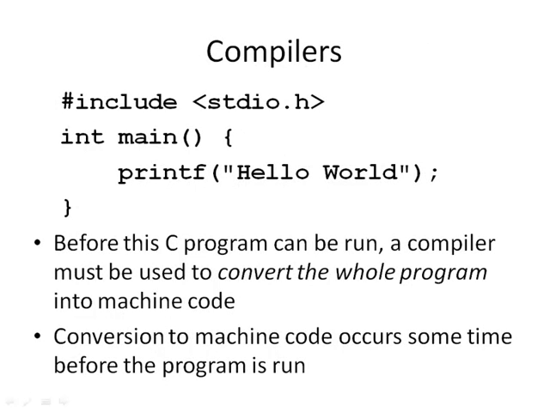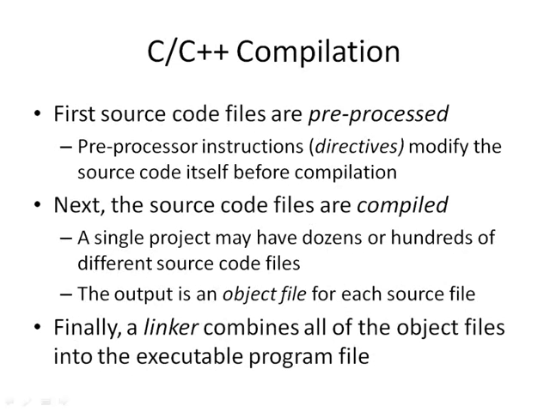In contrast, compilers convert the whole program into machine code before it can be run at all. So here we have an example of a C program, and the entire program will be converted to machine code to create an executable file that's already in machine code, and then you can run the executable file. So all the conversion is done ahead of time before you run it. The compilation for C or C++ takes place in a number of stages.